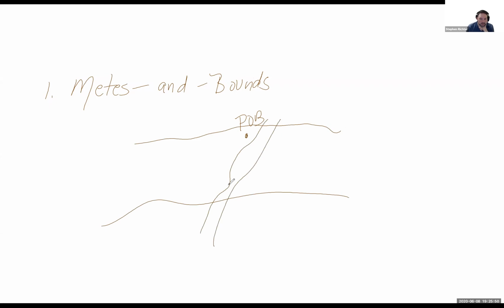Point of beginning. And then it says go south along the West River until you hit the big charter oak tree, then go west 200 feet, then go north until you hit the road, 180 feet, and then go east. And so this is also point of beginning and point of ending.